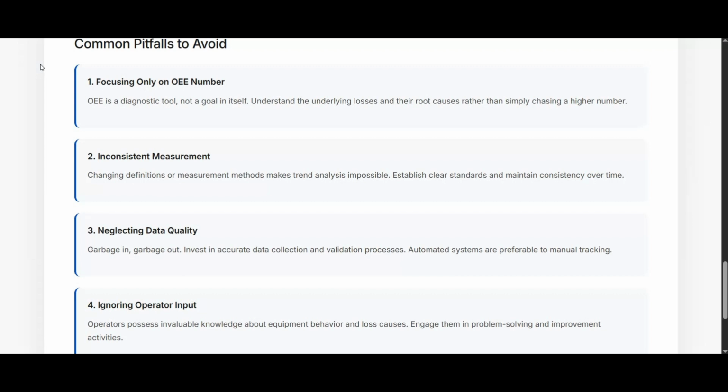The real purpose of OEE is to help you uncover where and why you are losing effectiveness. If you chase a number without addressing root causes, you might end up with impressive results, but little actual improvement. Always remember, OEE tells you the story, but you still have to interpret it and act on it.